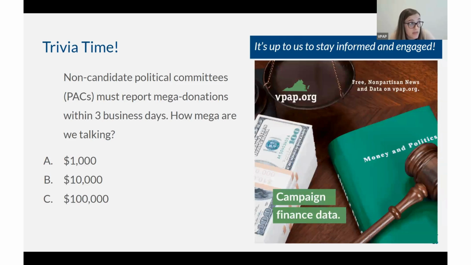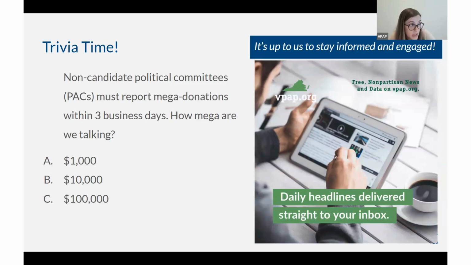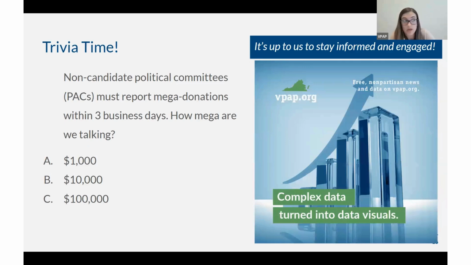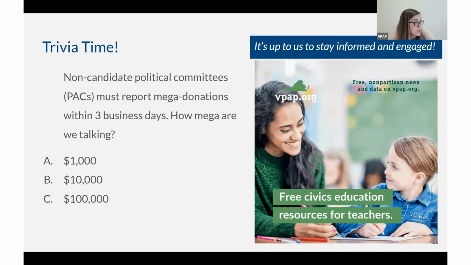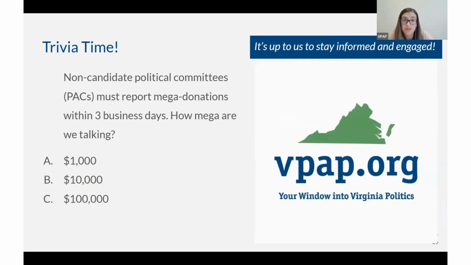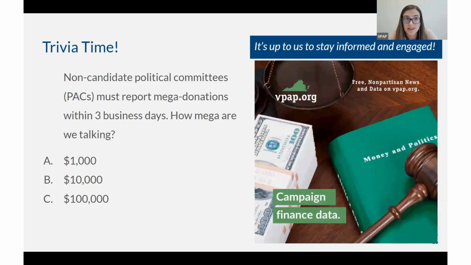Non-candidate political committees or political action committees must report mega donations or super large donations within 3 business days. How mega are we talking? $1,000, $10,000? $100,000. We actually have a very specific report that we put out via email. If you want to track this yourself, you can sign up for that on our subscribe page.